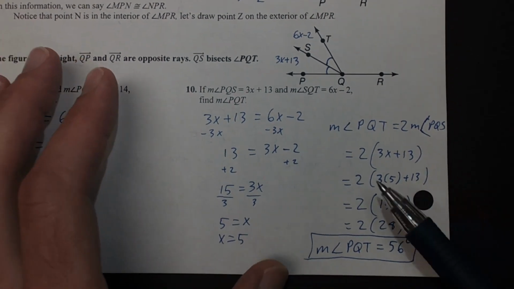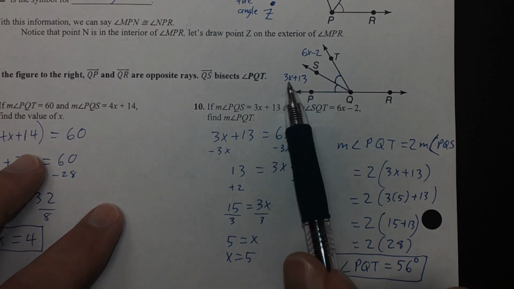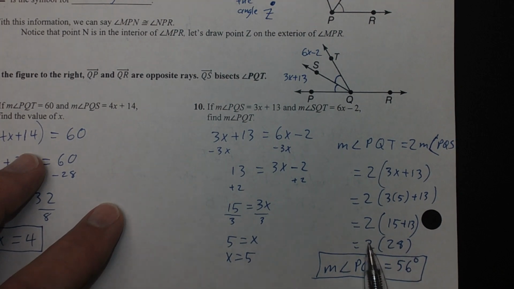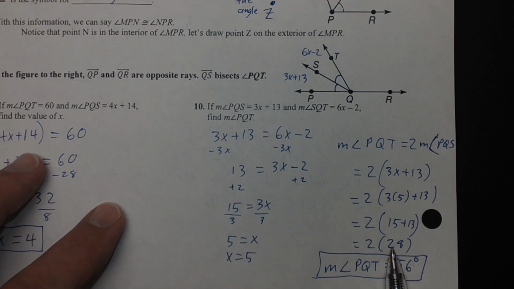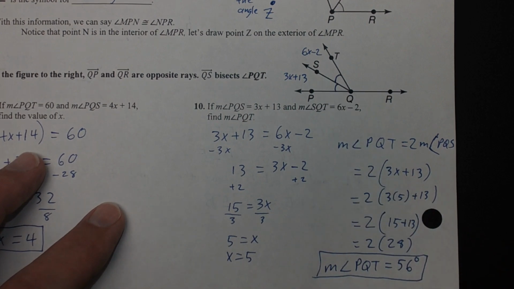So you could have just substituted x in for here, gotten 28, and then doubled it at the very end. That would have been another way to do it. 28 degrees is the measure of one of the smaller angles. When you double it, you get 56 degrees.